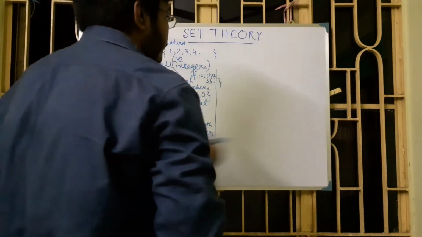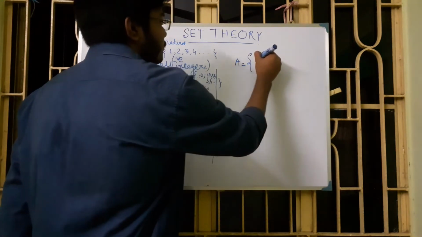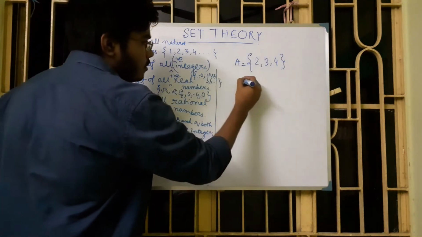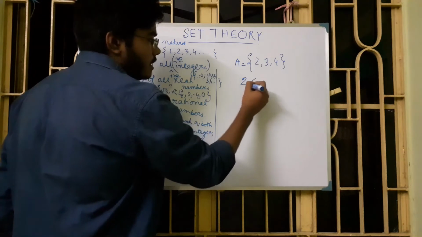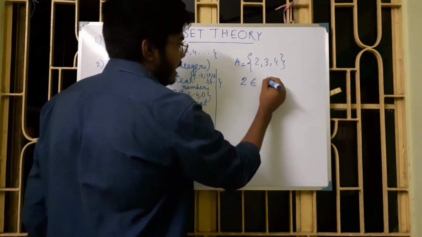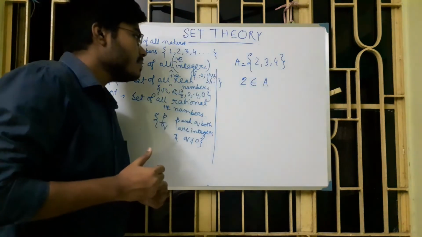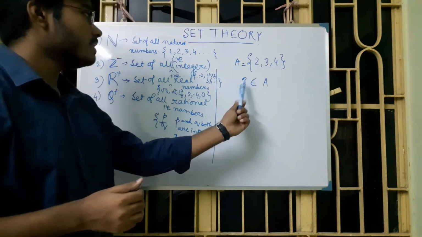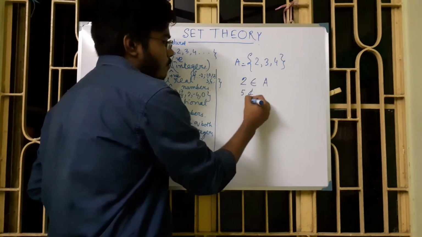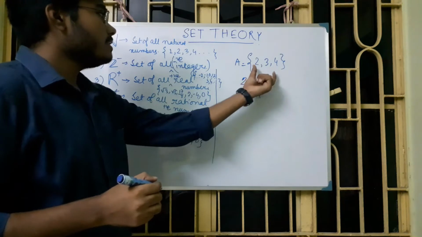Let's say a set is defined as {2, 3, 4}. You can write 2 ∈ A, where this is the belongs to sign. That means 2 is present in set A. And if we write 5 ∉ A, that means 5 is not in set A.